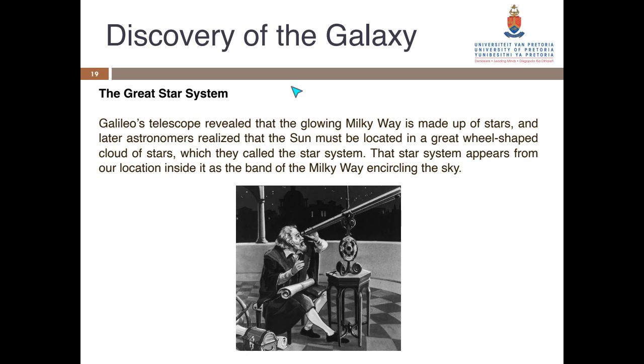And later astronomers realized that the sun must be located in a great wheel-shaped cloud of stars, which they called the star system. That star system appears from our location inside it as the band of the Milky Way encircling the sky.